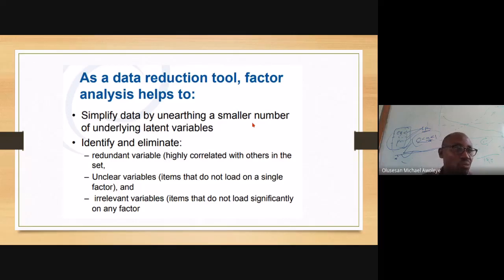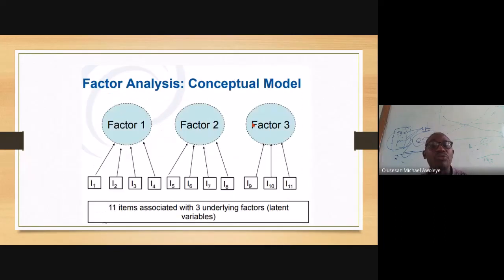Then unclear variables: when some variables are not clear, you can see it at a glance. And then irrelevant ones. There are some variables that we include in our questionnaire when we are going to the field, that may not be necessary for your purpose. So factor analysis will see that based on the responses and will knock it out. And we're going to see how factor analysis begins to eliminate that as we move on.